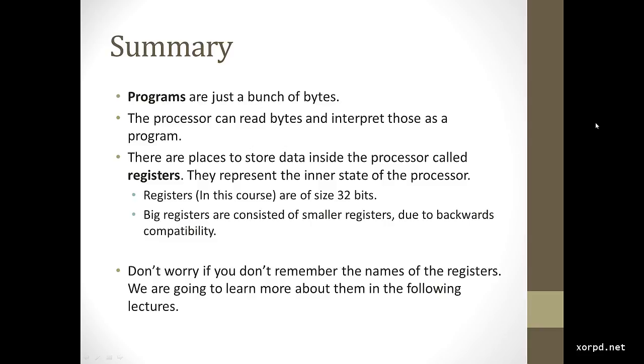Summary. Programs are just a bunch of bytes. We've just seen a few bytes that consist a program. The processor can read bytes and interpret those as a program. There are places to store data inside the processor called registers. They represent the inner state of the processor. Registers in this course are of size 32 bits, but I remind you that there are bigger registers if you ever want to work with them.